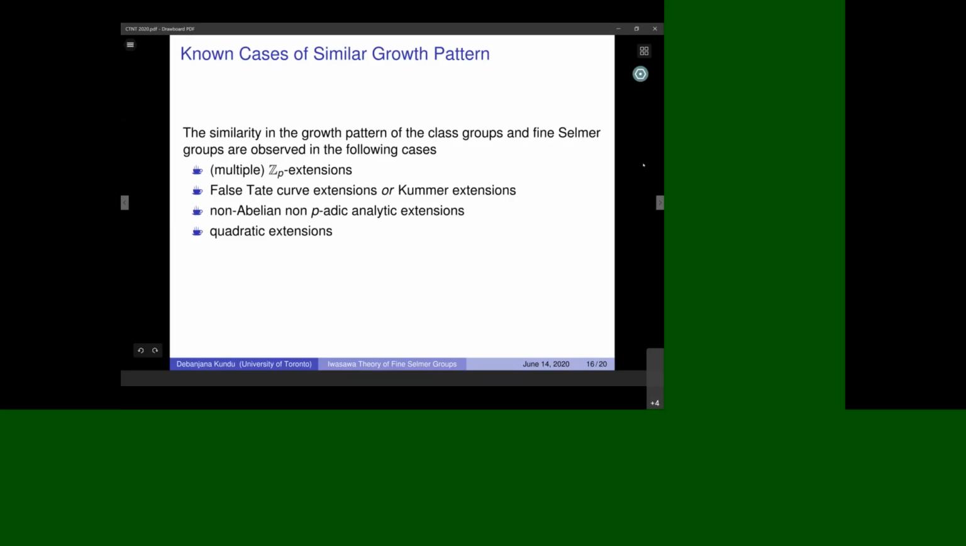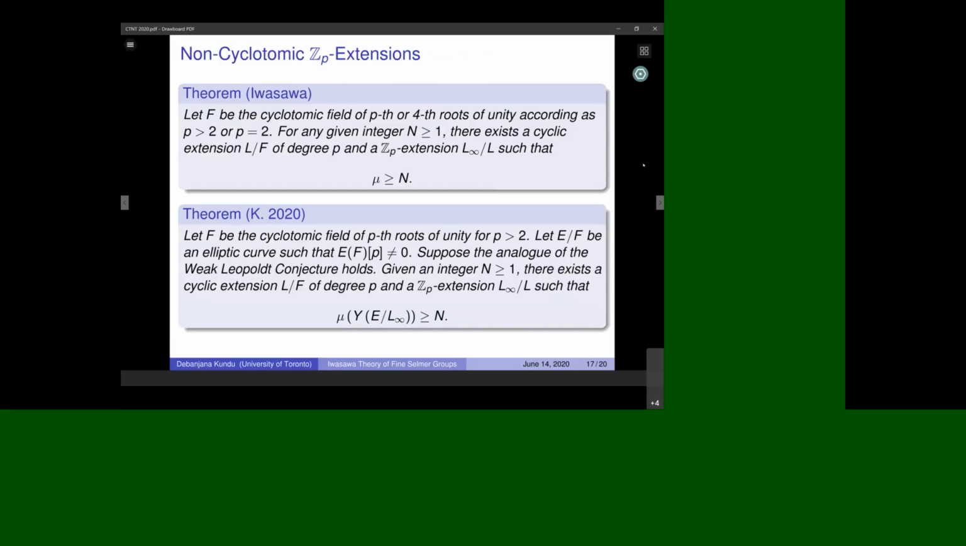And in fact, we are also able to show that class groups and fine Selmer groups behave very closely, or similarly, in certain finite extensions as well. But what I really want to talk about today is non-cyclotomic ZP extensions.